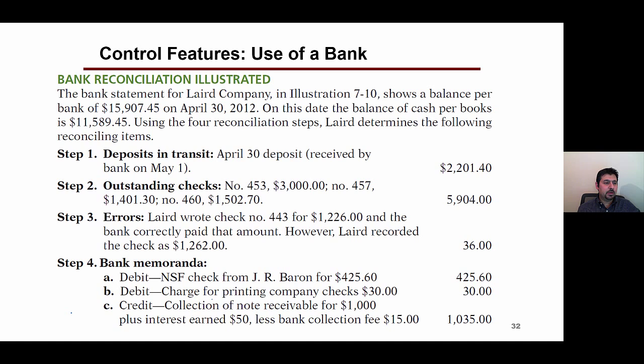This is an example of a bank reconciliation process where we start with a cash balance per books and the balance per bank, and we try to get to the correct balance. Here the company has the balance per bank and the balance per books.